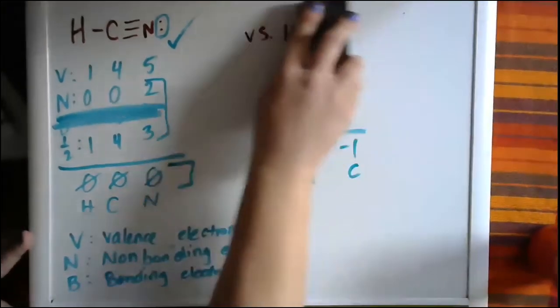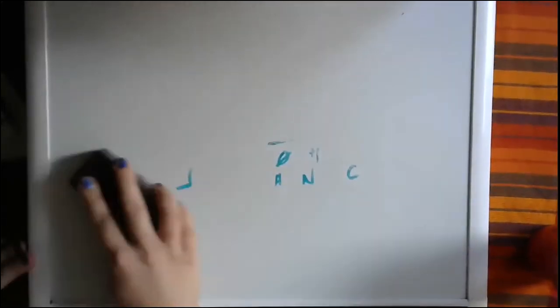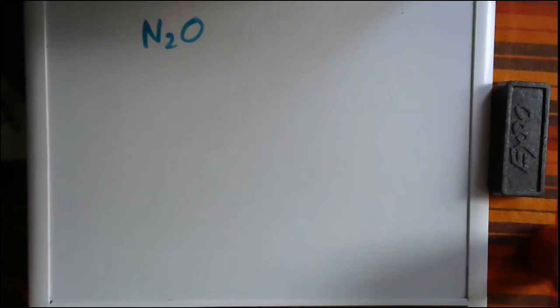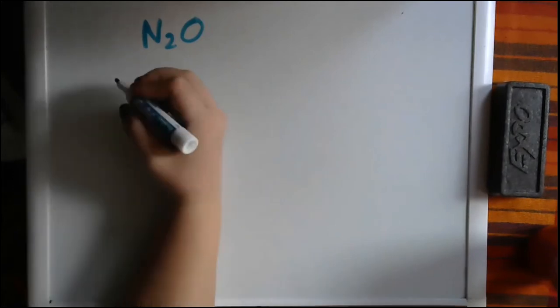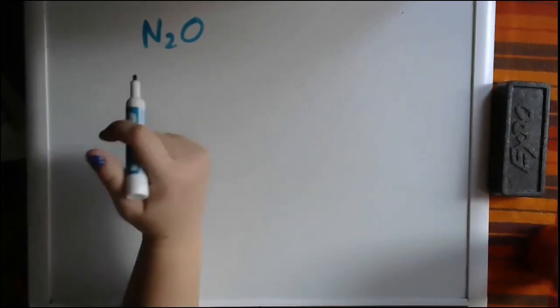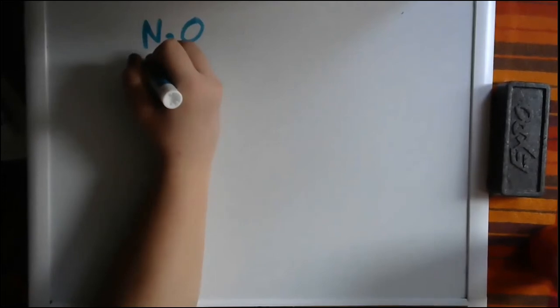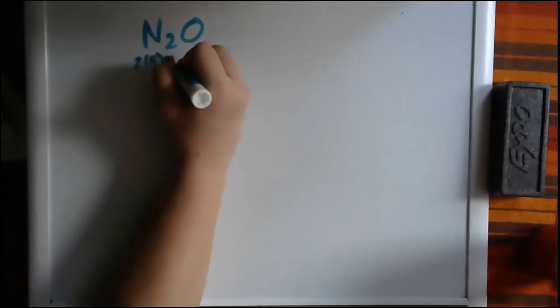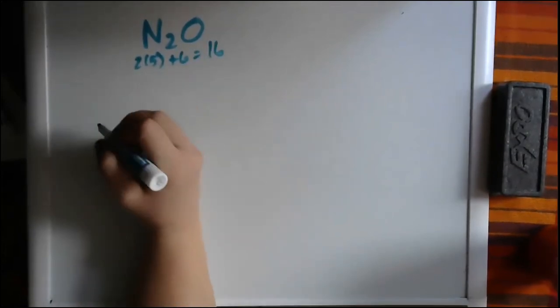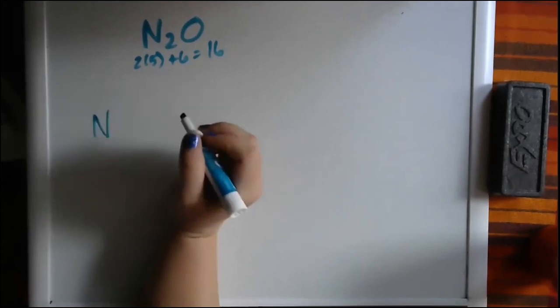So we're going to do another example now. If you look at the next example in your packet, it says assign formal charges to each atom in the resonance structures of N2O. Which resonance structure is likely to contribute most to the correct structure? Okay, so we've got 2 times 5 plus 6, 16. So let's see what we can do here. We have N.